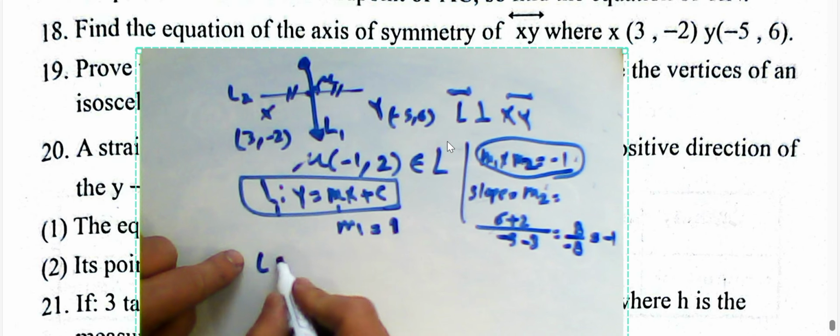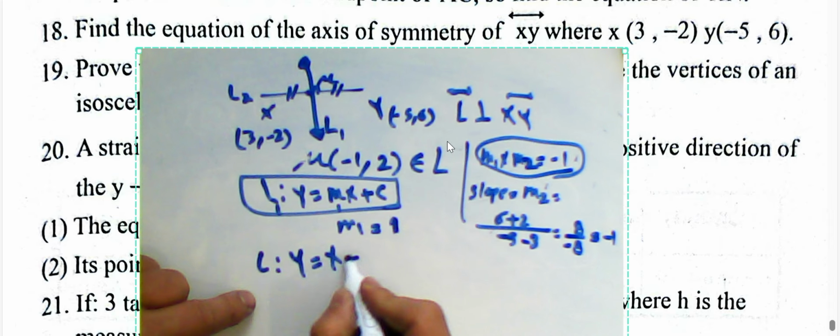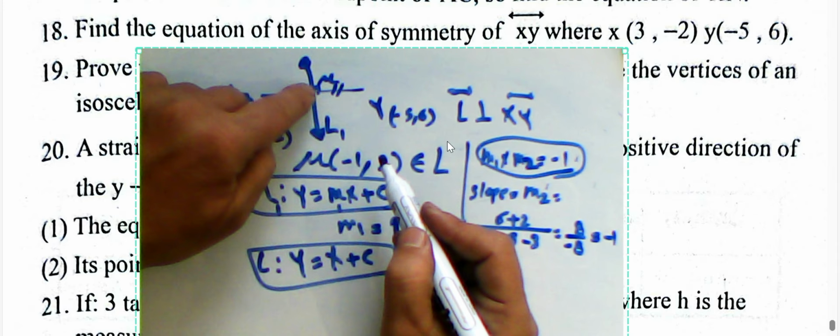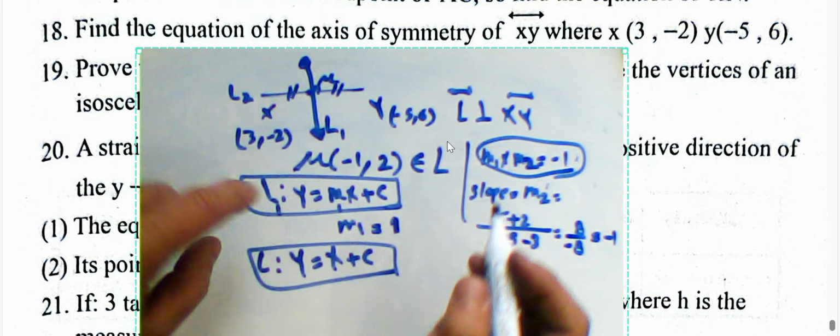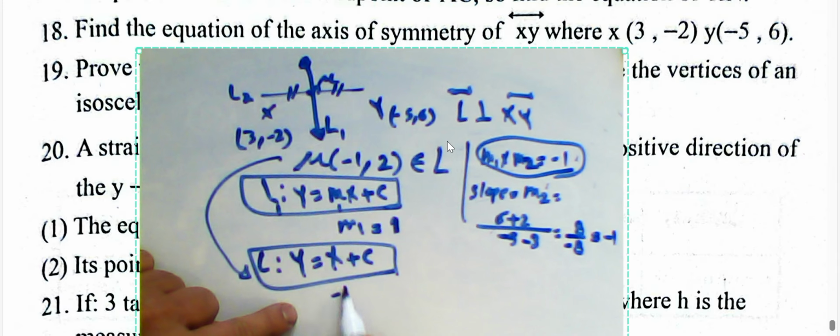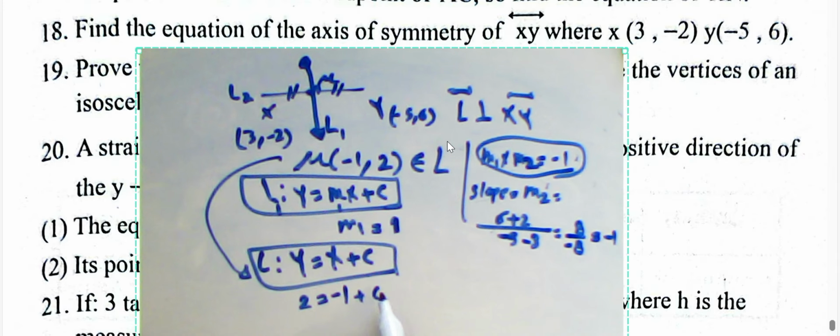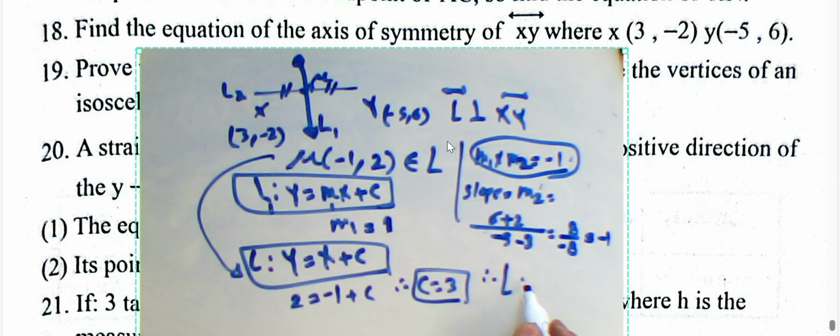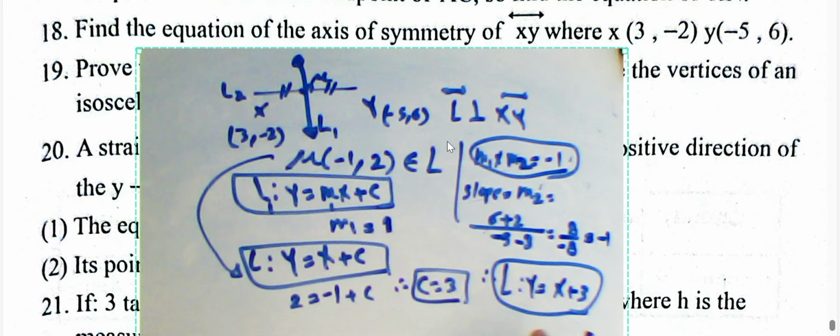The equation of the straight line is y equals x plus a constant. Now we have point M, which lies on the straight line L, so it satisfies the equation. Put x equals negative 1 and y equals 2 to find the constant. Then the constant will be 3. Now I write the equation of straight line L: y equals x plus 3. This is the equation which the question wants in this example.